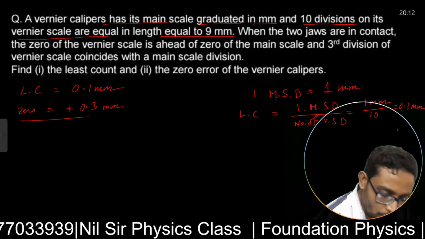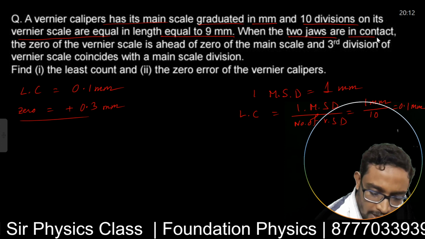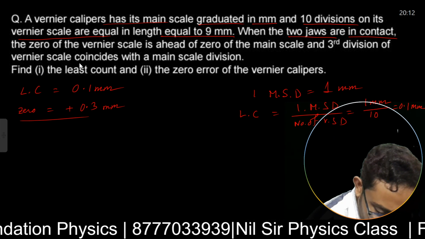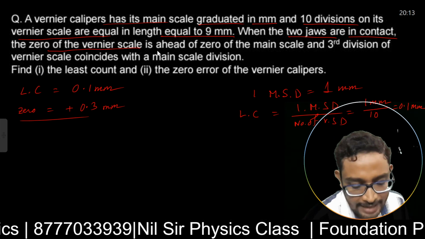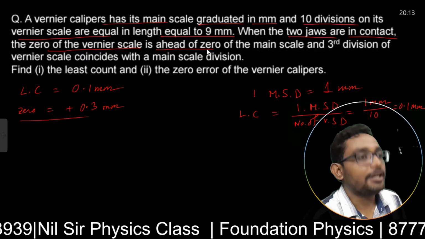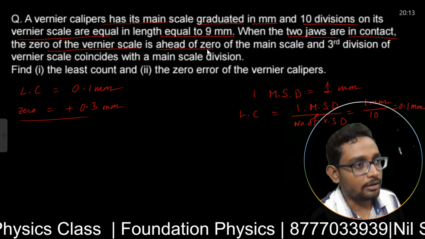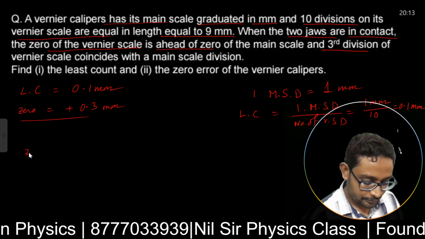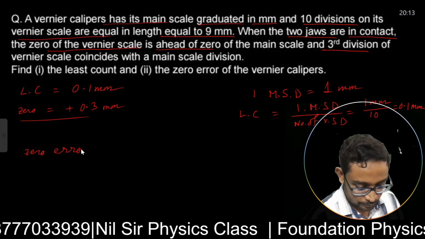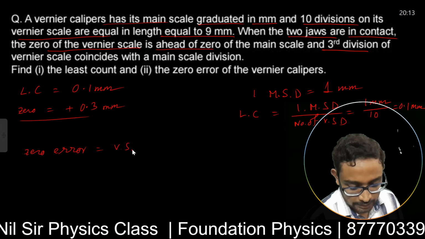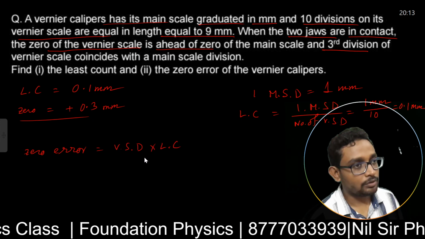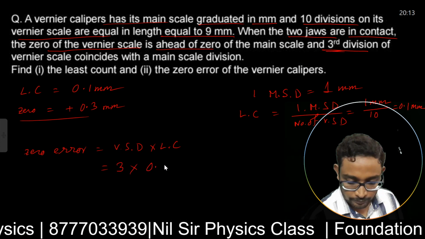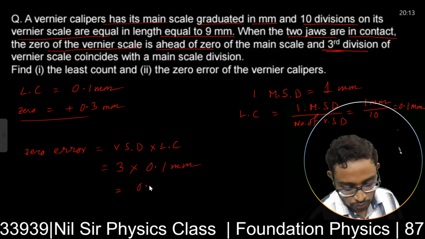And now when the two jaws are in contact, the zero of the vernier scale is ahead of 0. Ahead of 0 means positive error, right? Positive zero error means it's third division. Yes, it is third division. So what is error? Equals vernier scale division count. Here it is third. Point.